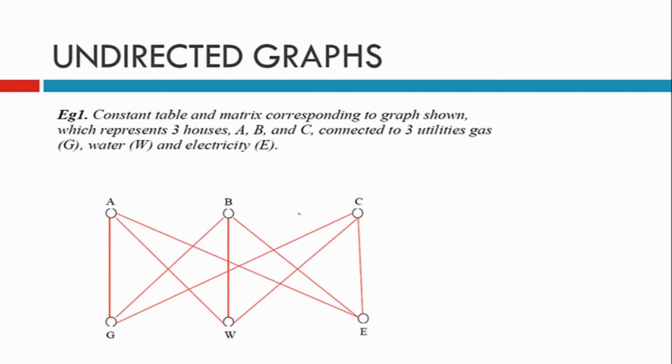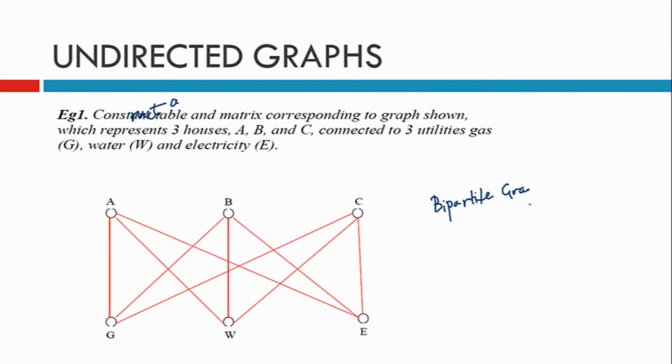Now let's do an example. It says construct a table and matrix corresponding to the graph shown, which represents 3 houses, A, B and C, connected to 3 utilities, gas, water and electricity. So there we have the graph. But this is also called a bipartite graph, isn't it? It is called a bipartite graph.